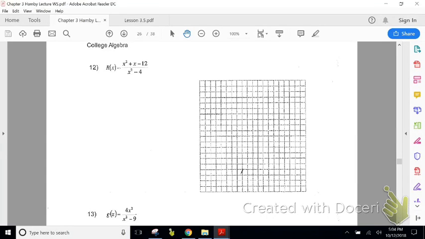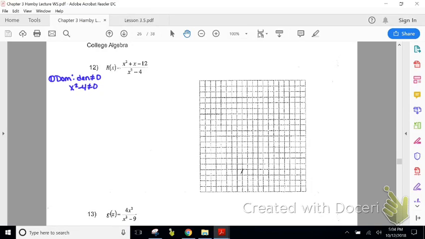Alright, so let's look at number 12. The first thing we're going to do, it said, is to find our domain. To find the domain, remember it's a fraction, so it's where our denominator cannot equal 0. And so x squared minus 4 cannot equal 0.